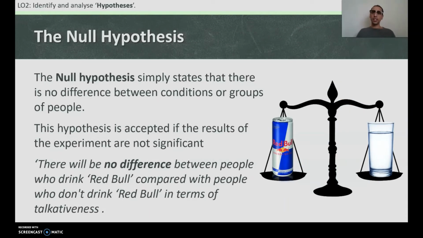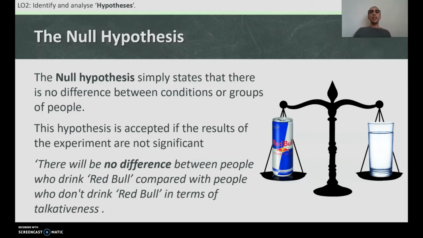The null hypothesis simply states that there is no difference between conditions or groups of people. This hypothesis is accepted if the results of the experiment are not significant. So if we don't find any significant findings from the results, we accept the null hypothesis that there is no difference. So in our example of the Red Bull, there will be no difference between people who drink Red Bull compared with people who don't drink Red Bull in terms of talkativeness.